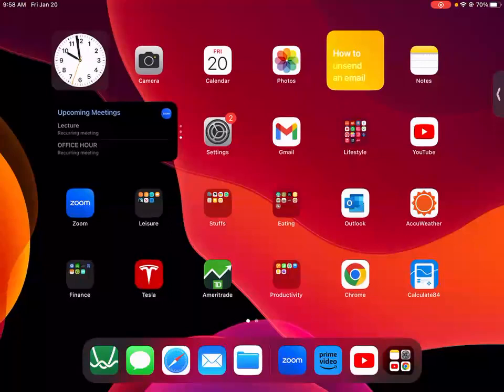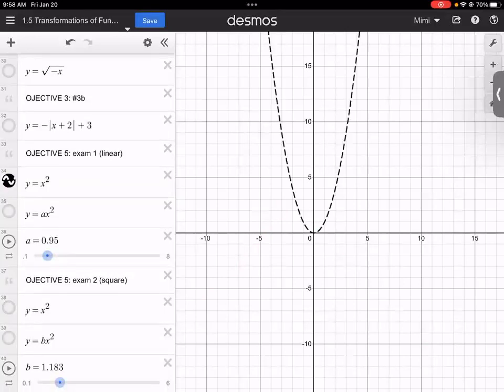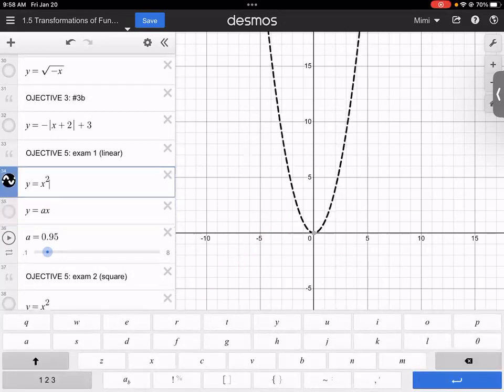Oh, this is the one that we just did. Let's take a look at y equals. Uh-oh, I thought I saved it. Hang on. Let me fix this.